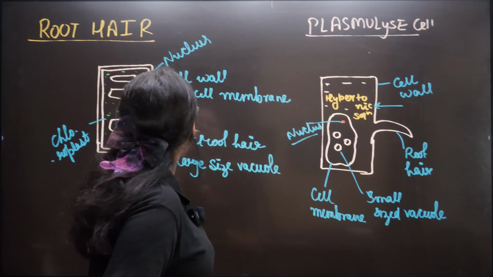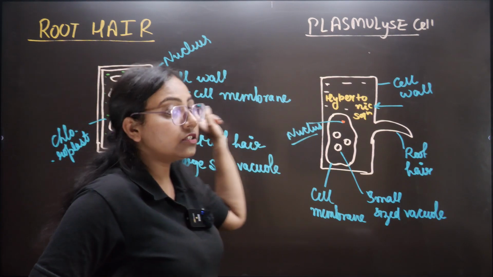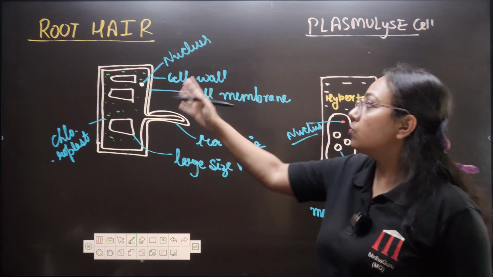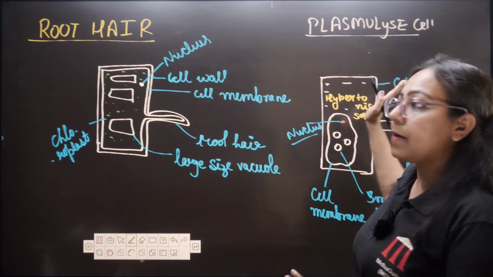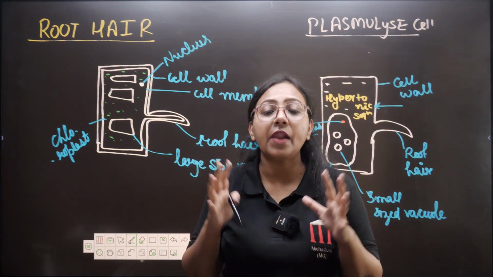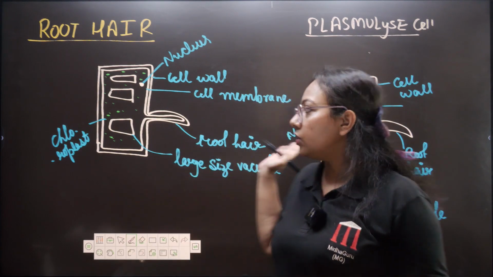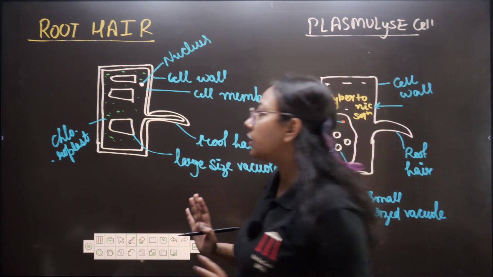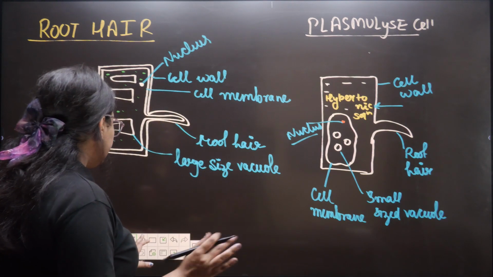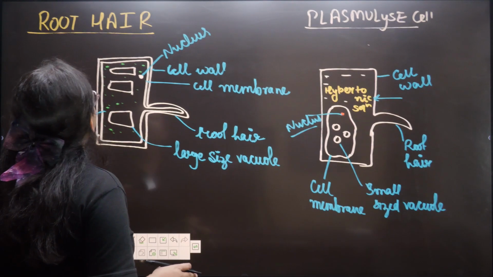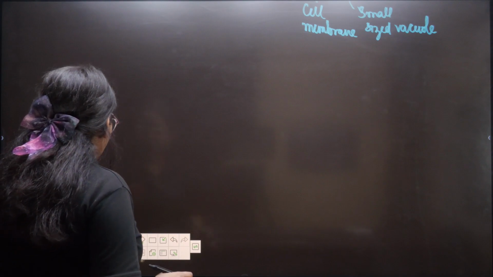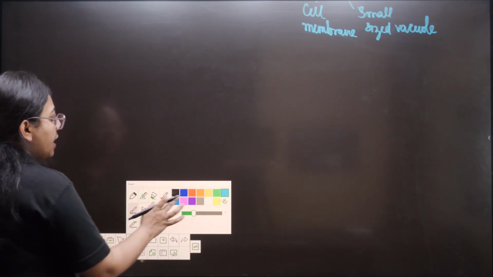This is the way. Many times the question is asked: draw a root hair and then a plasmolized cell, meaning when it is plasmolized, how does it look? So it looks like this. I hope it is clear; it is a very important and easy diagram. Okay, root hair has been done. Now let's draw the next. We are going to draw a small stomatal apparatus.